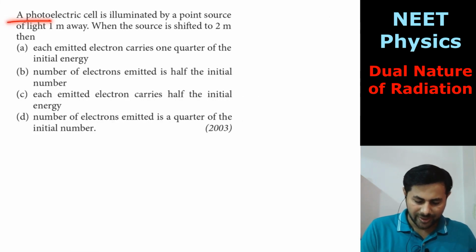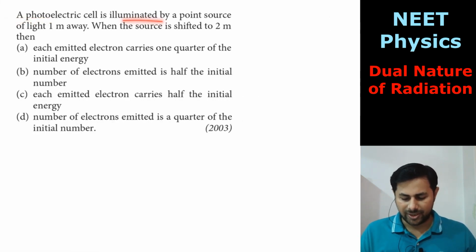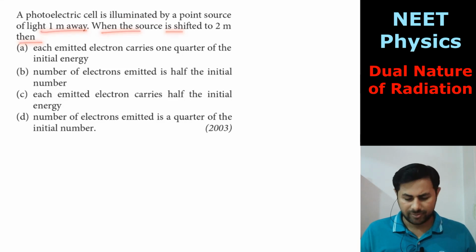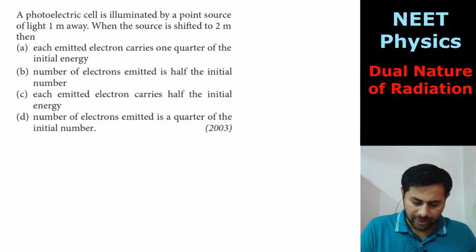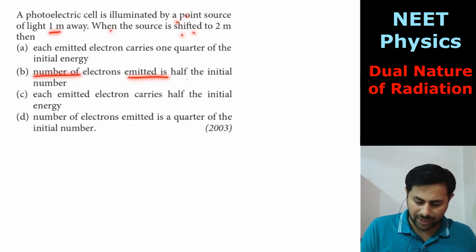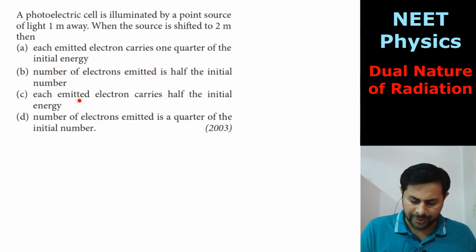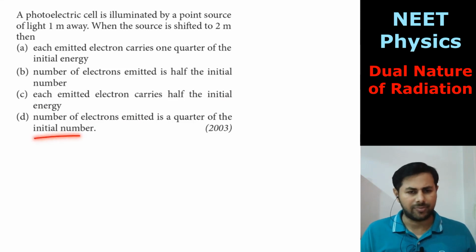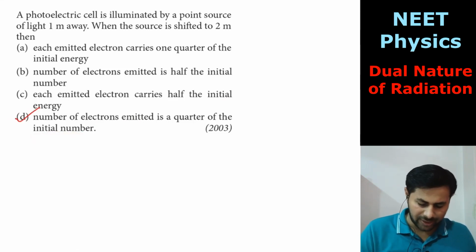Let's see the next one. A photoelectric cell is illuminated by a point source of light 1 meter away. When the source is shifted to 2 meter, then, okay, this is similar to the last problem, I guess. Each emitted electron carries 1/4 of the initial energy. That's not correct, right? Because you are not changing the source, you are just shifting the source. Number of electrons emitted is half the initial number. Each emitted electron carries half the initial energy. Again, not correct. Number of electrons emitted is a quarter of the initial number. Yeah, that's correct. Exactly similar to the last one.